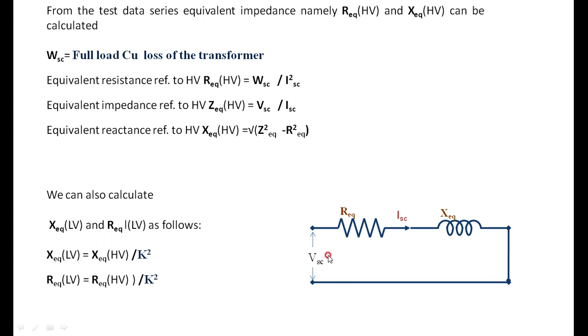It is quite evident from this diagram. This is VSC, this is ISC. The combination of R equivalent and X equivalent is nothing but your impedance. Therefore, how to get the impedance? It is voltage divided by the current. And the total power loss in this case is ISC squared times R equivalent, that is given by WSC. Therefore, R equivalent is equal to the power W divided by ISC square. The same formula I am using here to calculate the value of R equivalent and Z equivalent.